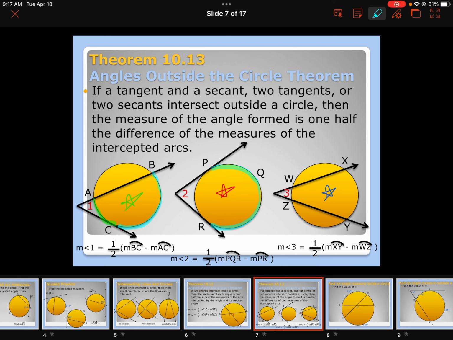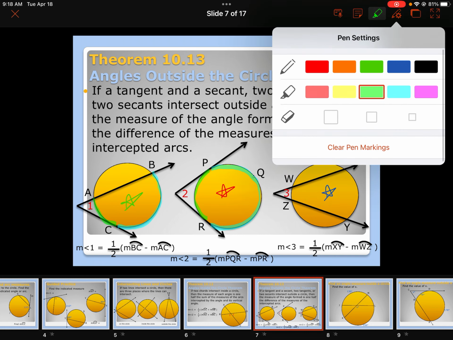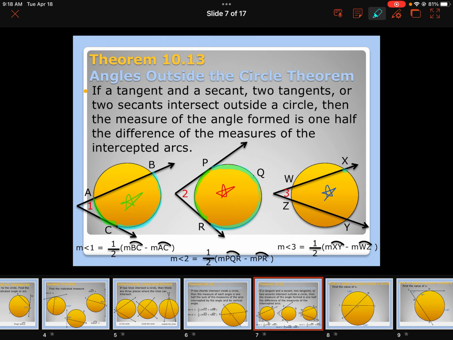You're going to do blue arc minus green arc divided by 2, or times 1/2, same thing. Blue arc minus green arc times 1/2.